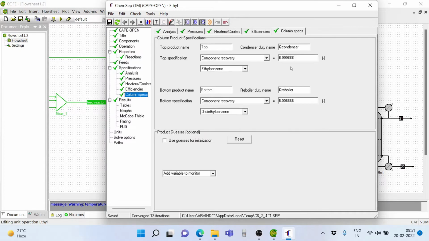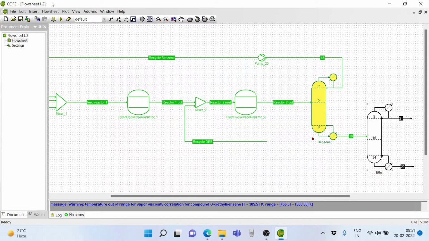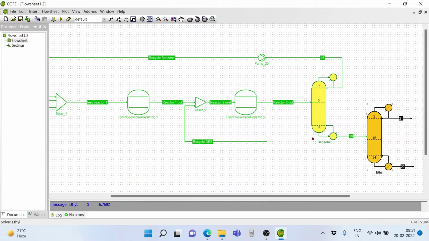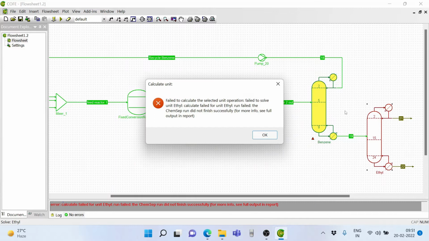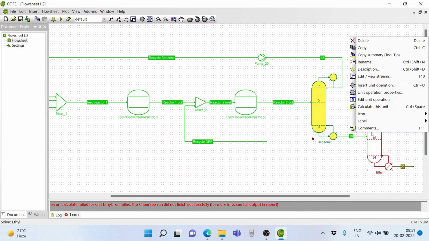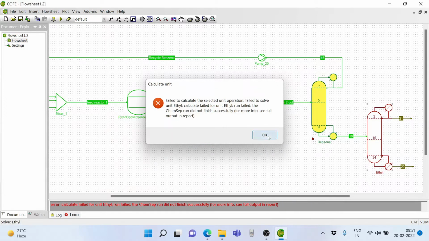So let's go to column specs once again and let's give a 4-digit recovery and let's give here a 3-digit recovery. And let's recalculate this. As we see, the simulation does not run. So, yes, it does not run.